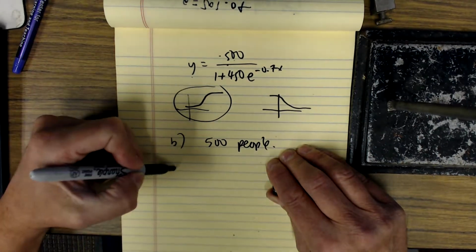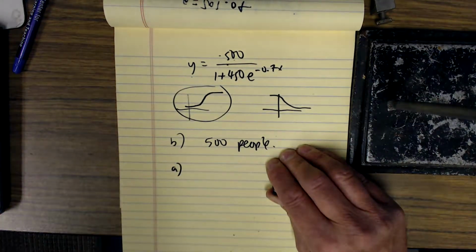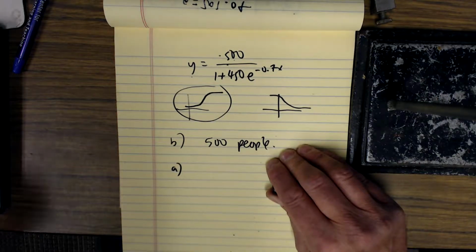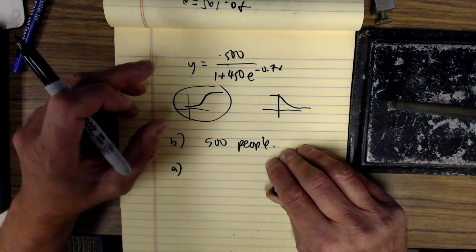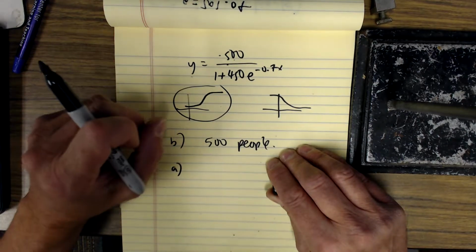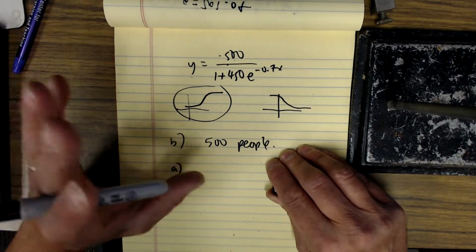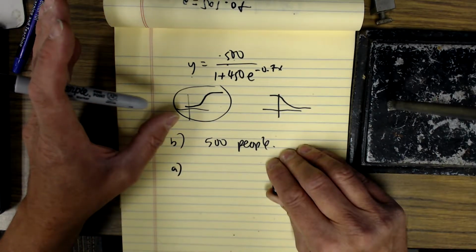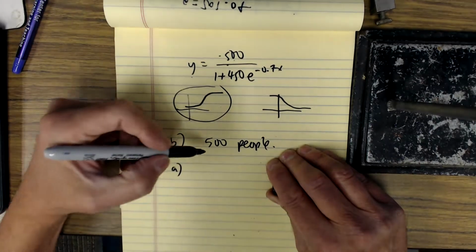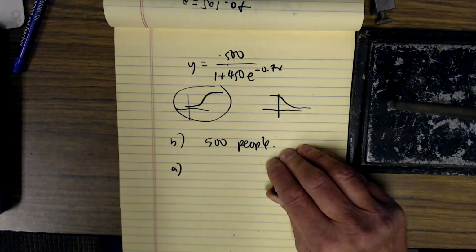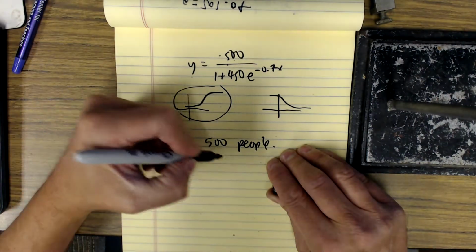All right, part A is the one that requires a little bit of calculation. Part A says how many students had the disease when it was discovered on day 1. So you should plug in 1 for x because x is the number of days. All right, so we're going to plug in 1.